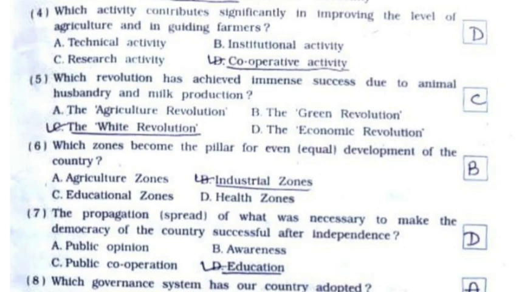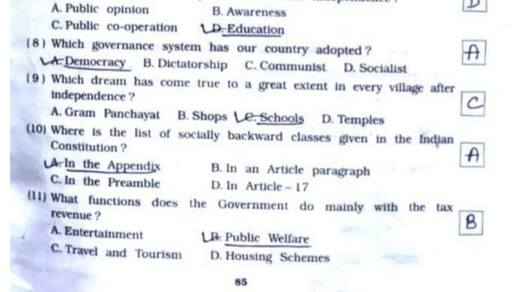Seventh, the propagation or spread of what was necessary to make the democracy of the country successful after independence. It's option number D, education. Eighth, which governance system has our country adopted? It's option number A, democracy. Ninth, which dream has come true to a great extent in every village after independence? It's option number C, schools.